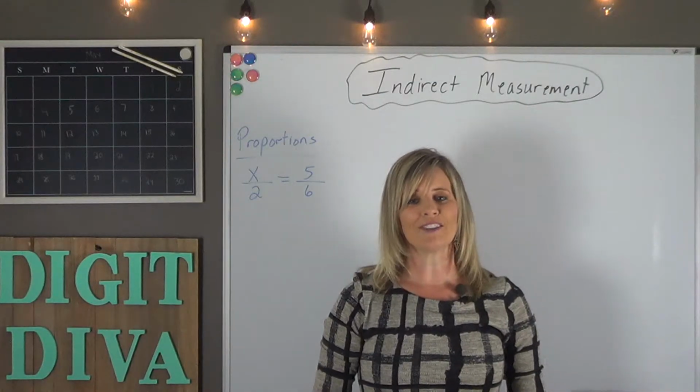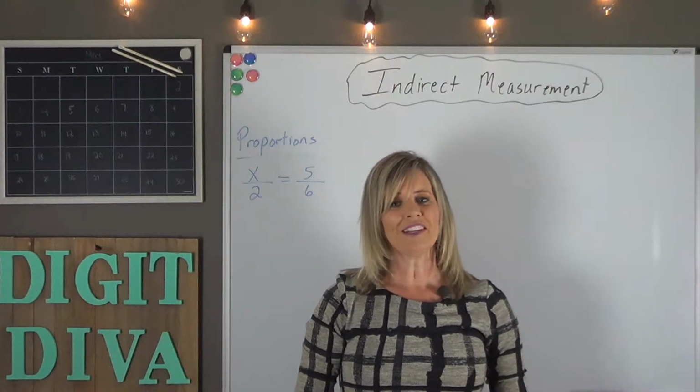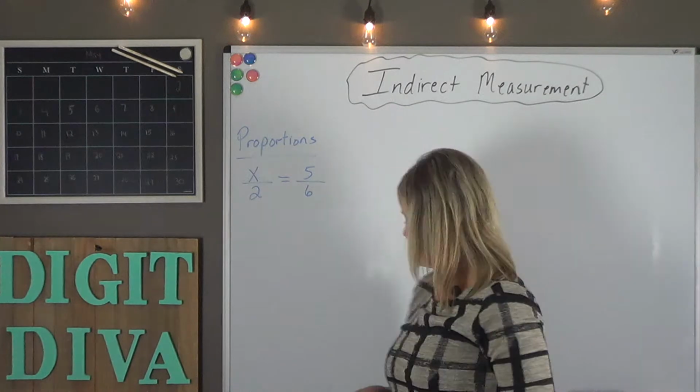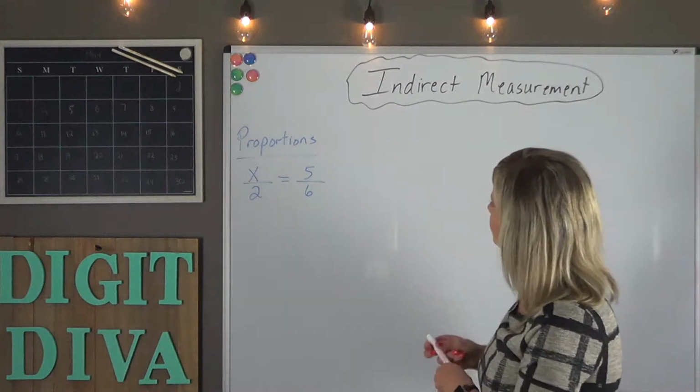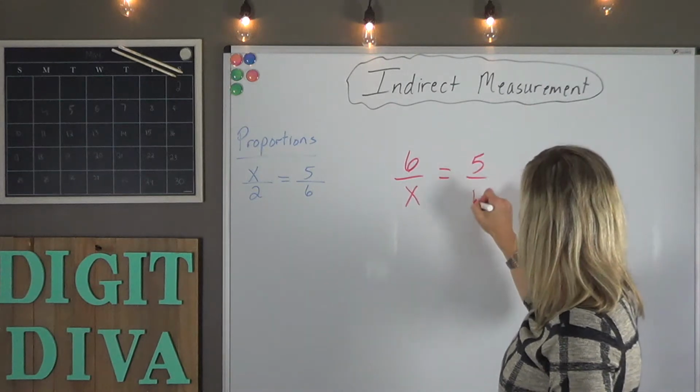So notice in the drawing, they are asking for the height of the flagpole. So what you're going to do is set up proportions. They have the man's height being 6 foot compared to the height of the flagpole. So the height of the man is to the height of the flagpole as the shadow of the man is to the shadow of the flagpole. So in the example, we have 6 is to x as 5 is to 10.